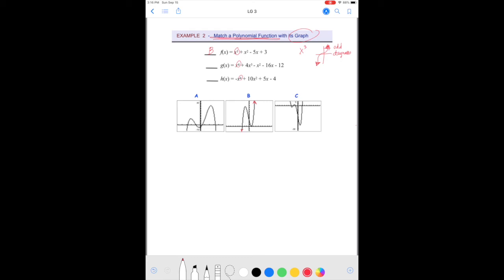Now, the next one we have is x^4 and x^4. So we have two of the same. But the one thing you've got to notice here is this one has a negative. So I know it's going down. Because remember, negatives are going down. Positives are going up. So I can match A, because it's going down, to the negative one, this guy here, and C to the one going up.